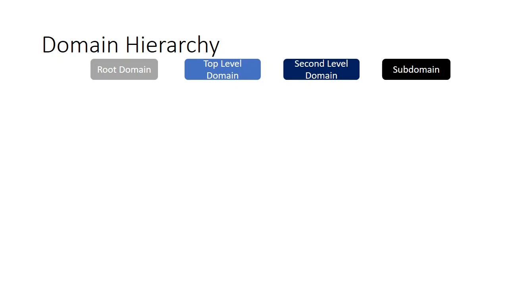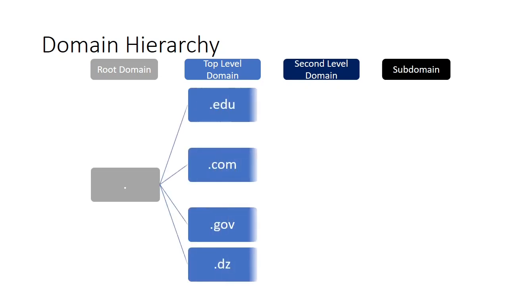So in fact, the DNS system is a hierarchy, which means there's a root domain, like what we call root domain servers, top level domain, second level domains, and subdomains. So the root domain is the dot. It's represented with a dot. Then after that we have what we call top level domains like .edu, .com, .gov, .dz, .fr, and so forth. So there are two types of TLD, or top level domains.